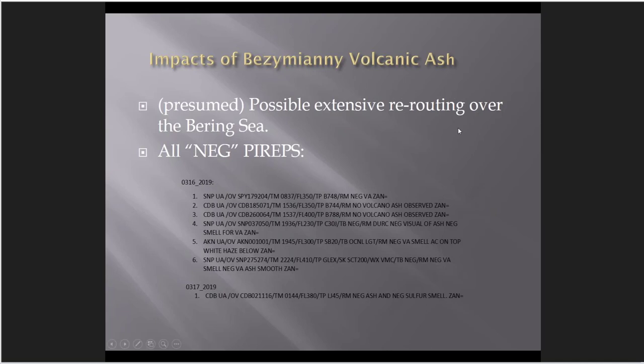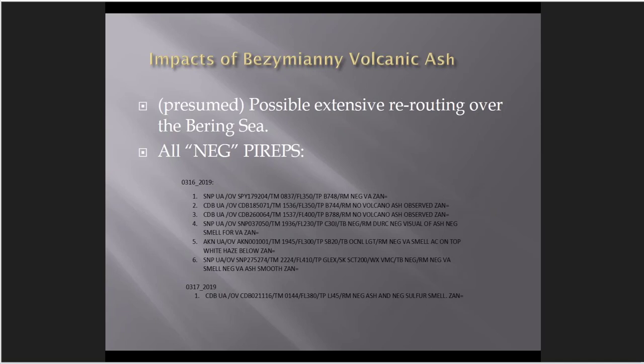Okay, the impacts of the volcanic ash itself. Now, unfortunately, we don't get rerouting information frequently with these volcanoes. There's a lot of air traffic in the 35 to 40,000 foot levels over the Bering, and there is right across the central Bering a major transcontinental route for these aircraft. We presume there was extensive rerouting over the Bering Sea. We did not get any PIREPs. This is not atypical for this area.